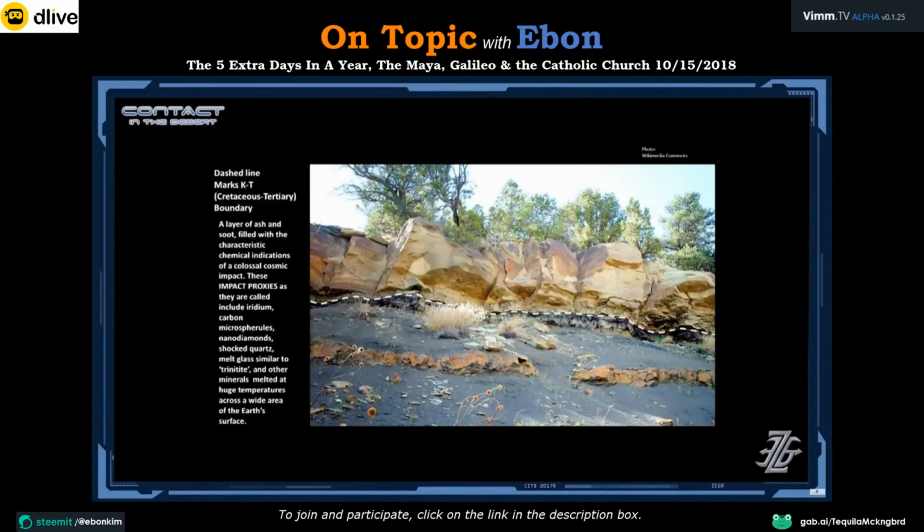A number of things became clear. There's a layer of soil in the earth. It's marked here with this dotted line, which is full of the chemical signatures of a giant impact, things that are created instantly in the massive heat and shock of an impact, including iridium, carbon microspherules, nanodiamonds, shocked quartz, melt glass that's similar to trinitite, you know, the glass that's made in nuclear explosions, and melted at huge temperatures across a wide area of the Earth's surface. This was the first evidence that it had been a cosmic impact that made the dinosaurs extinct.